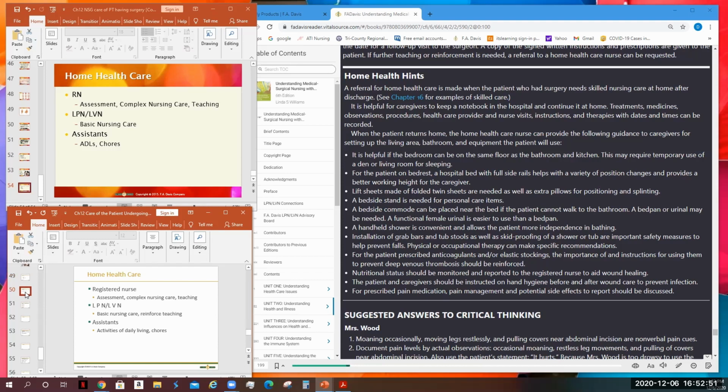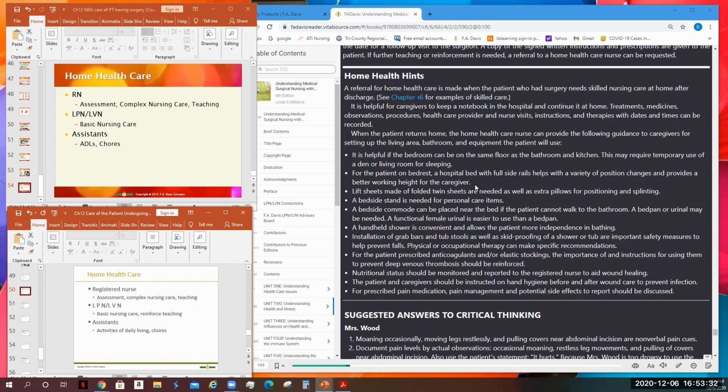When a patient returns home, the home health care nurse can provide the following guidance to caregivers for setting up the living room, bathroom, and equipment the patient will use. It is helpful if the bedroom can be on the same floor as the bathroom and kitchen. This may require temporary use of a den or living room for sleeping. For the patient on bed rest, a hospital bed with full side rails helps with a variety of position changes and provides a better working height for the caregiver.